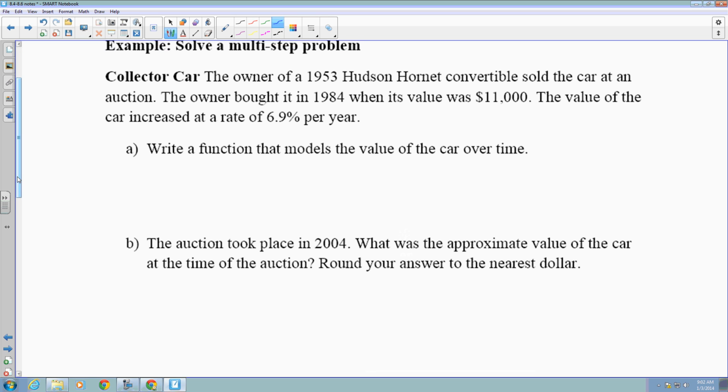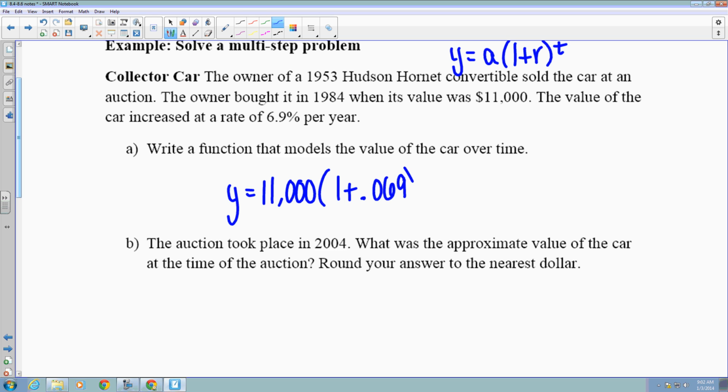So we have a 1953 Hudson Hornet convertible. They sold the car at an auction. It was bought in 1984 when it was $11,000. It has increased at a rate of 6.9% per year. So this is our model again. Write a function that models the value of the car. The a is the initial value, so that was 11,000. 1 plus the rate, which is 6.9%, but we need to write that as a decimal, which is 0.069, raised to the t over time. So we just keep the t as it is.